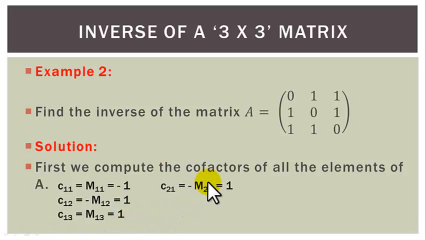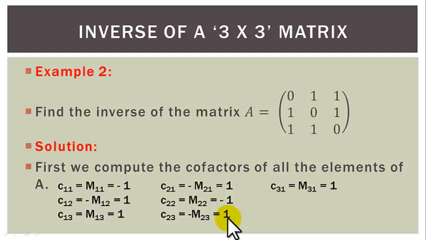C21 is equal to minus M21, and that is equal to 1. C22 is equal to M22, and that is equal to minus 1. C23 is equal to minus M23, and that is equal to 1. C31 is equal to M31, which is equal to 1. C32 is equal to minus M32, and that is equal to 1. And then C33 is equal to M33, which is equal to minus 1.